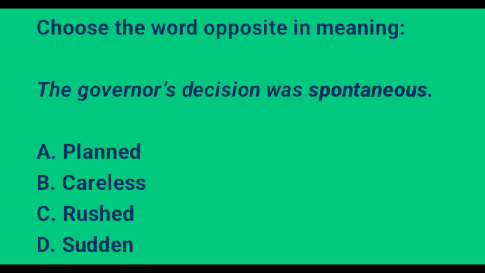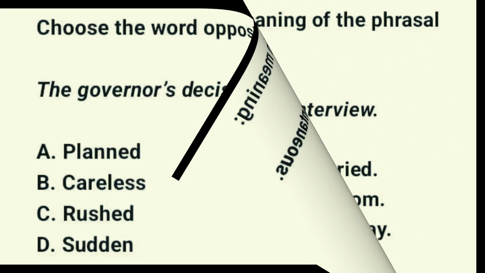The governor's decision was spontaneous. Spontaneous simply means happening naturally without planning. The antonym is planned, which is something that is done deliberately. The other options are wrong. Careless is not opposite, rushed is similar to spontaneous, and sudden is similar and not opposite. So when you're faced with this kind of question, simply note what they are telling you to look for. Here they say choose the word opposite in meaning. So don't be in a haste to pick an option that sounds similar.